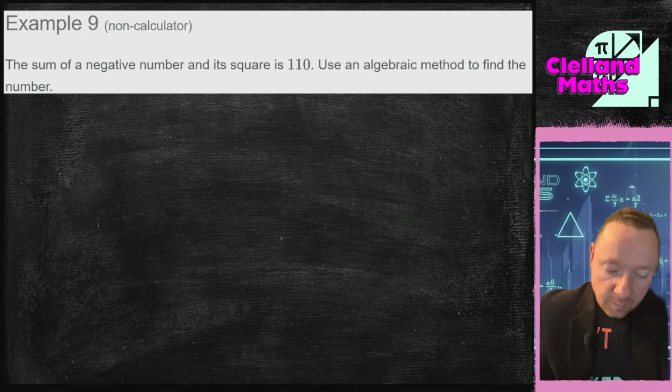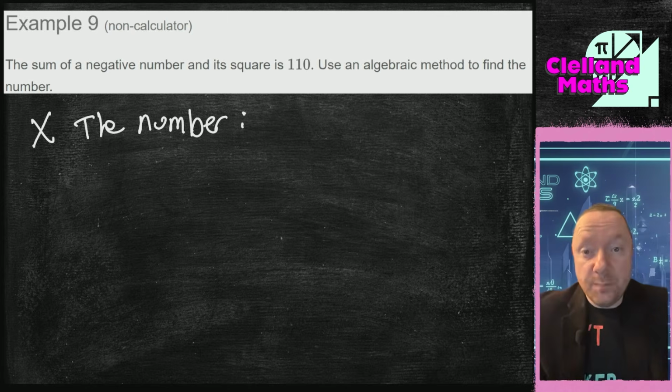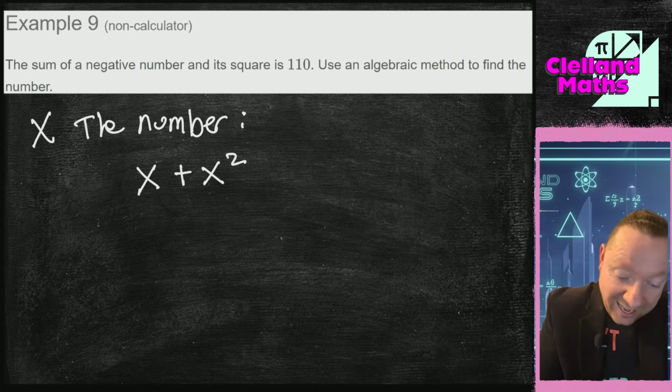Use an algebraic method to find the number. So let's say that x is the number. X is the number, and let's see if we can translate the question into a problem. It says the sum of a negative number called x and its square, plus x squared, sum means add, equals 110. Okay, so there you go.